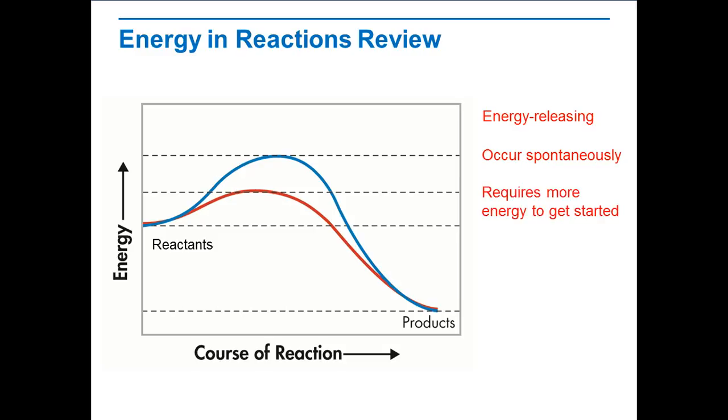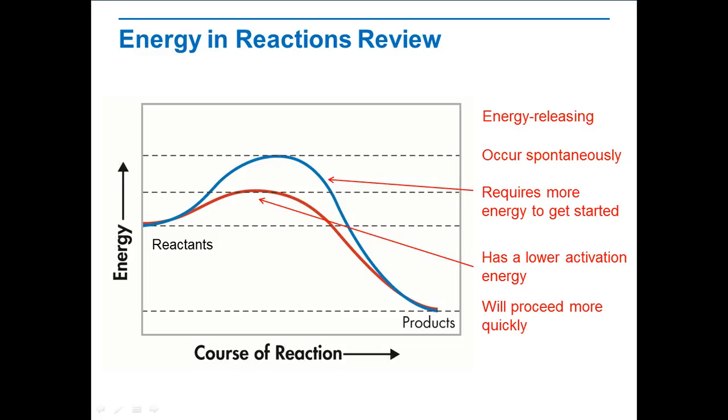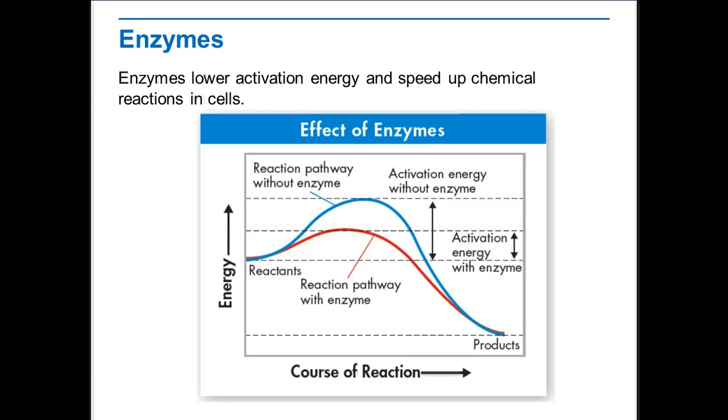Which one of these two require more energy to get started? It would be the blue line, because you can see the line here goes up, requiring more activation energy. Which has a lower activation energy? That would be the red line, because the energy level is lower where it starts changing from reactants into products. Which one will proceed more quickly? Once again, it's the red, because it has lower energy requirements. It can proceed quicker. All right, let's take a look at enzymes.